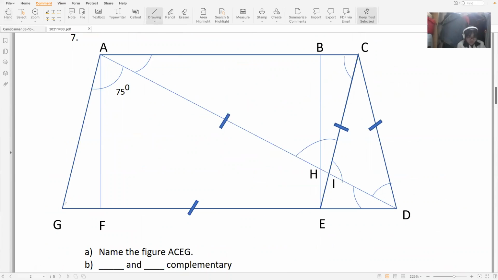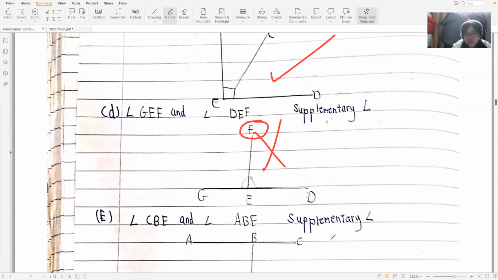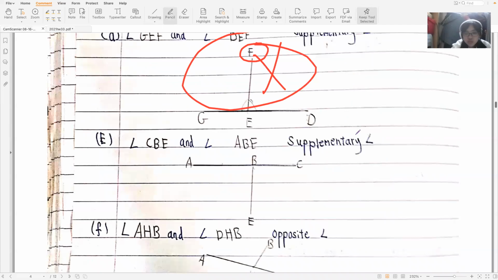If you choose this GED, the only line that cuts is this line, right? EF is here, so it doesn't make sense. Anyhow. Next. You keep doing things anyhow, you are going to get it from us.